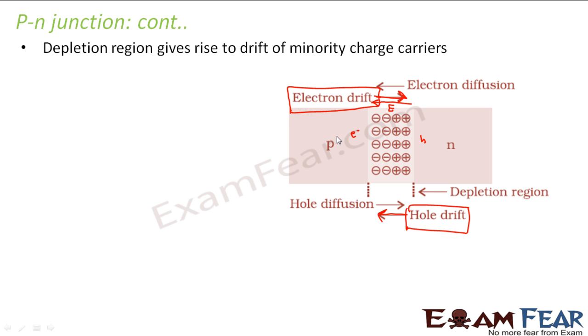Because if you see, the majority charge carriers are busy in diffusion. So all the majority charge carriers are moving across the junction. Now as this diffusion keeps taking place, the width of the depletion region keeps increasing, because as more and more diffusion takes place, more and more immobile charges will be created. Therefore, the depletion region will increase in width. Now, as the width of the depletion region increases, the strength of the electric field will also increase. Now, as the strength of the electric field increases, the drift of the minority charge carriers will also increase. Is that correct?